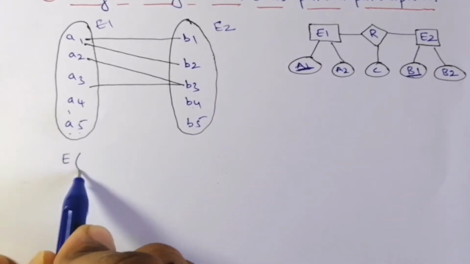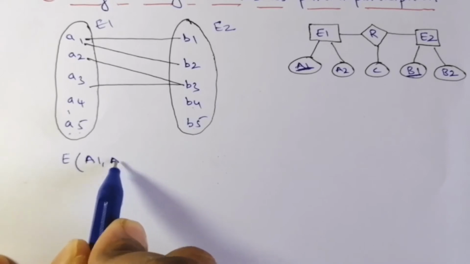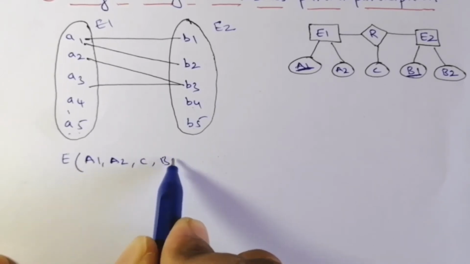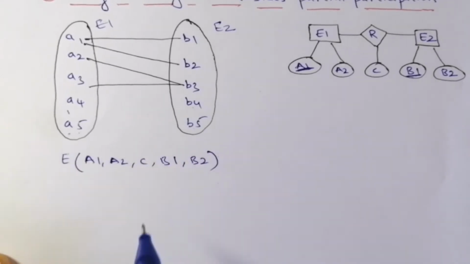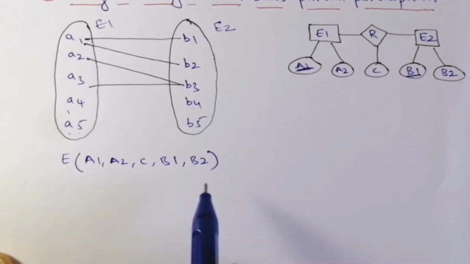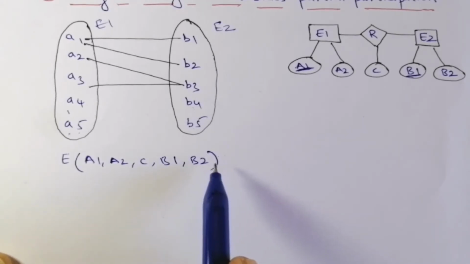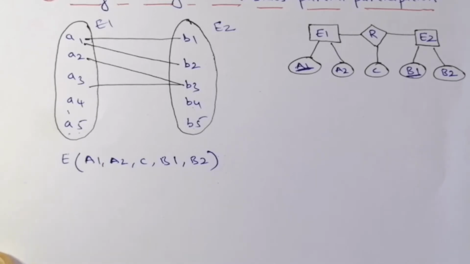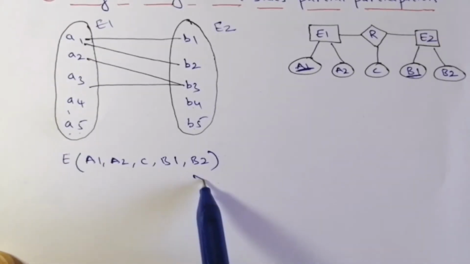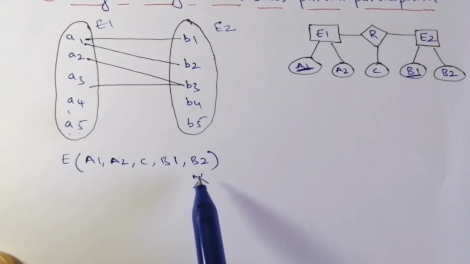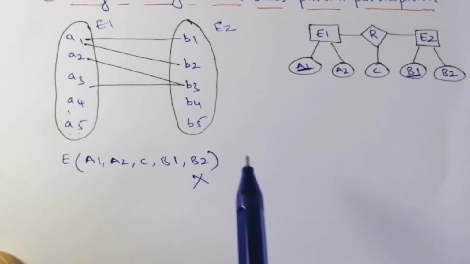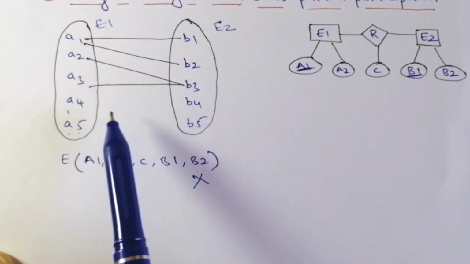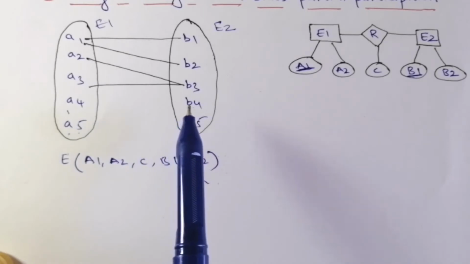So E of A1, A2, C, B1 and B2, right? I want to leave this for you. Actually, it doesn't work, so you can check it by these examples. In the previous classes we have solved each and everything, and by that you can easily solve.